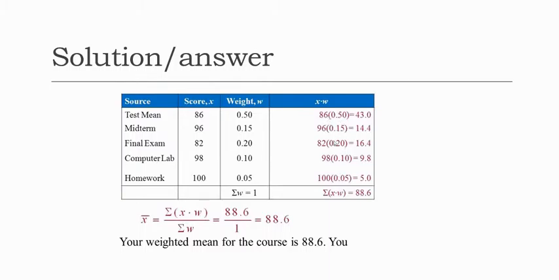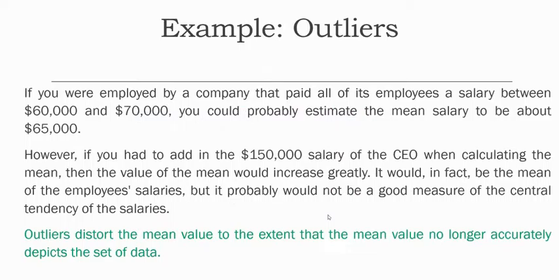Then after you get the product of x and w, you get the summation of xw, which is equal to 88.6. Then divide by the total of the weights, which is equal to 1. Therefore, the weighted mean for this particular course is 88.6. Always round off answers up to 2 decimal places, but here it is exactly 88.6. Okay? Another example.